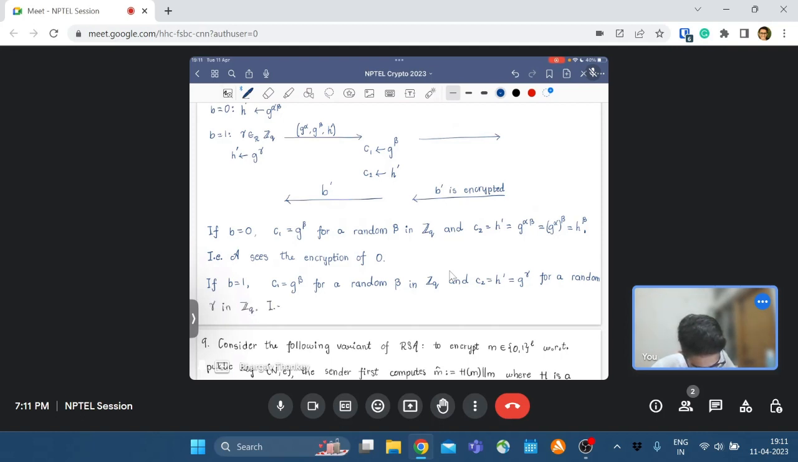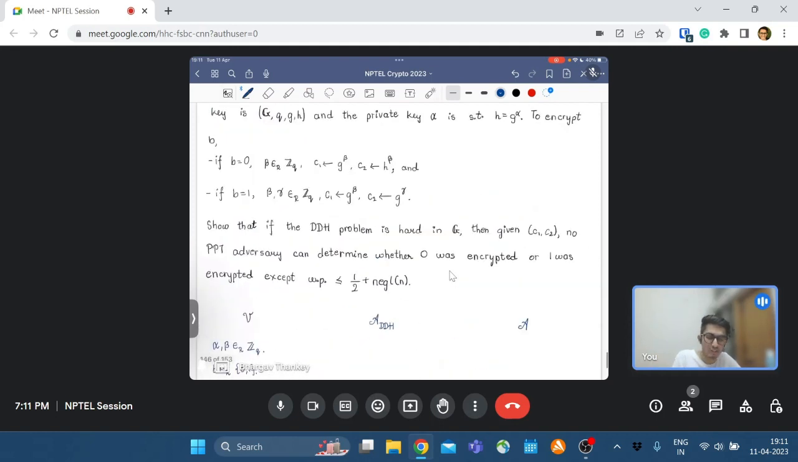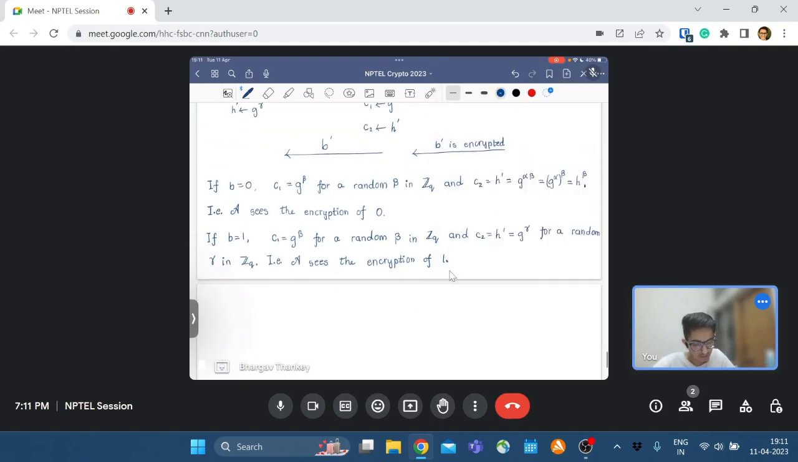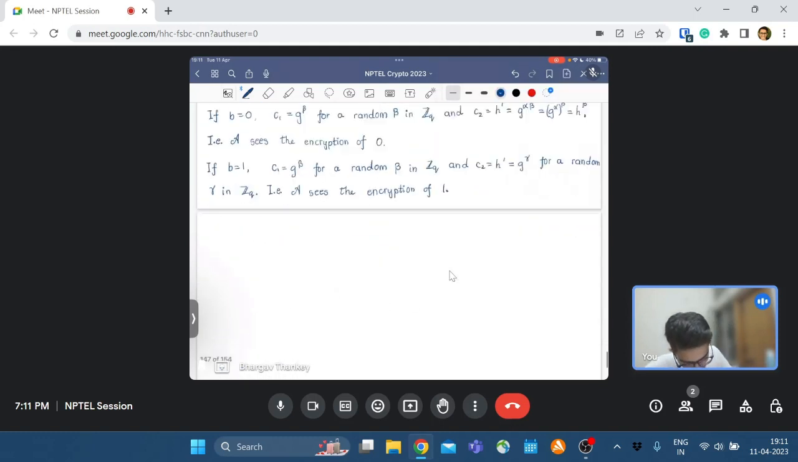That is AC's the encryption of 1. So A's view is exactly either the encryption of 0 according to this cryptographic scheme or the encryption of 1 according to this scheme. So what I can write is the following, right?